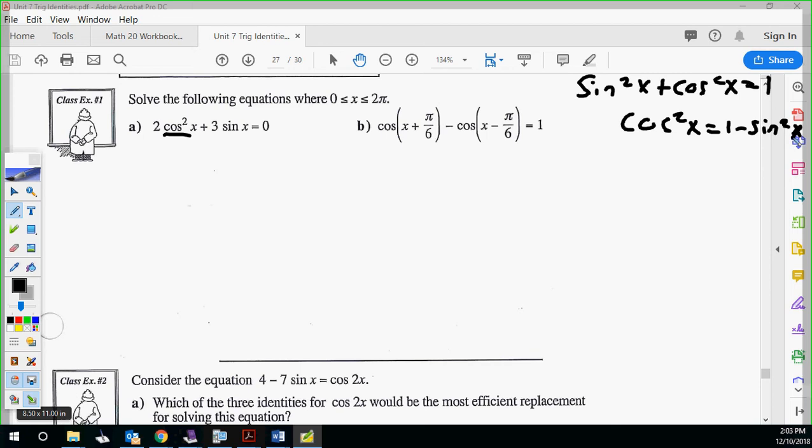So what I'm going to do is this 2 still here. I put the brackets, and I put 1 minus sine squared x in for cos. I put plus 3 sine x, and then we're put equal to 0. We're just going to distribute the 2.